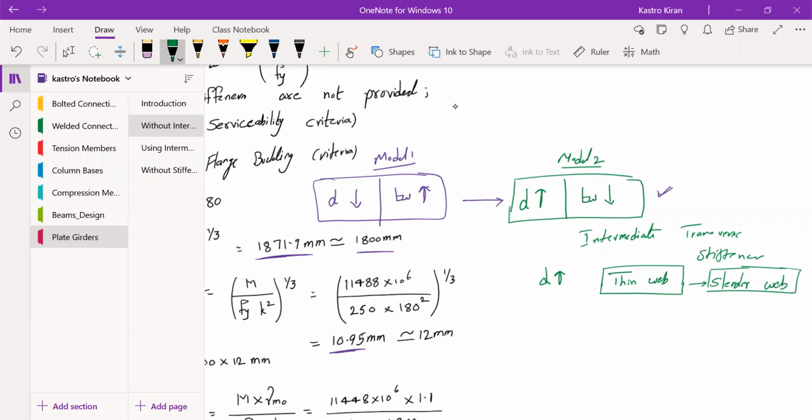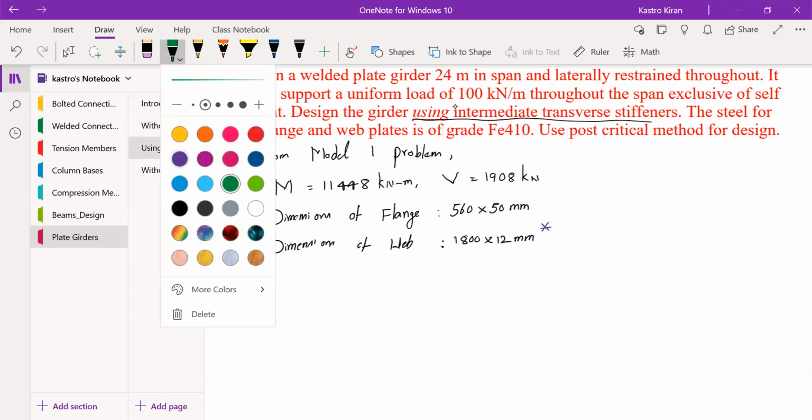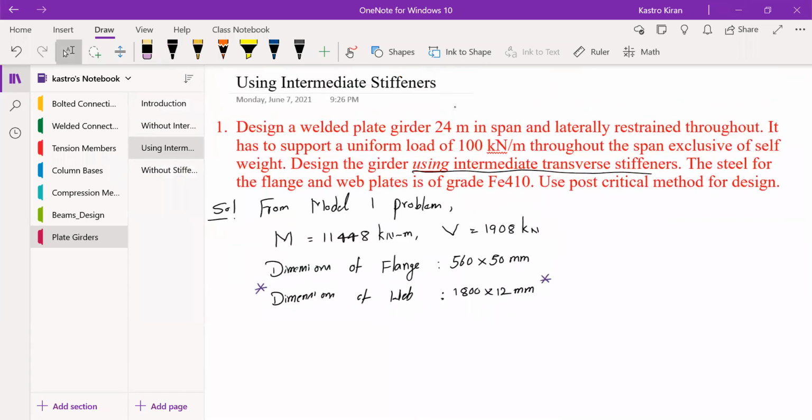If you are clear with this concept, then it is very easy to understand why we are doing this decrease and increase in the thickness of the webs. Anyways, I'll start the process of solving. As I said earlier, in this model 2 problem I am going to increase the depth of the web from 1800 mm to 2000 mm, and then from 12 mm I'm going to decrease the thickness of the web to 10 mm. This is just a condition. Let me make those changes.